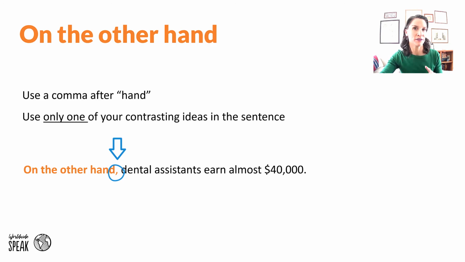And here's what's different about this one than while and whereas. You are only going to use on the other hand in a sentence with one of your ideas, like this. On the other hand, comma, dental assistants earn almost $40,000. It is not a conjunction that joins 2 ideas in a single sentence. Think about it more like an introductory transitional phrase that you can use at the beginning of your sentence in front of your one point.